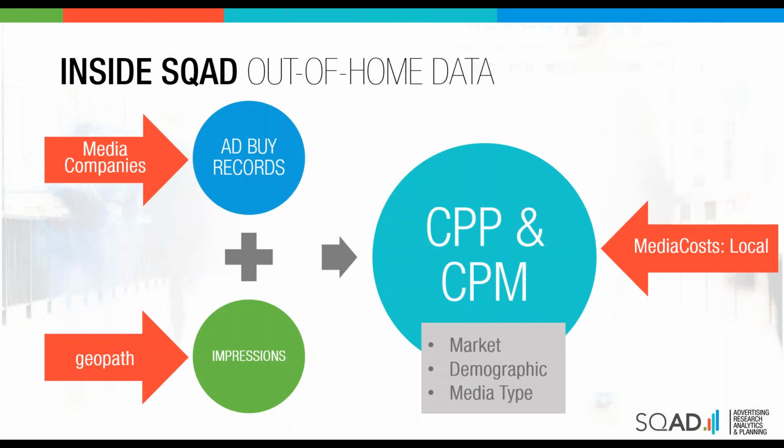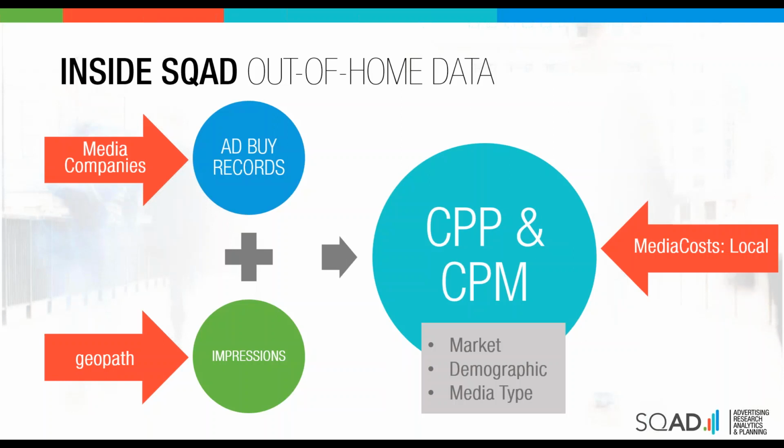So that gives us information related to each buy and its associated cost. They also provide information related to what the actual media is for the buy. Then we also get the actual audience or impressions information by panel from Geopath. Having those 2 pieces of information, we can merge them together, and that allows us to compute cost per point or cost per thousand for each buy. Now, we don't report it at each individual buy level, obviously. We accumulate that data and report cost per point, and then convert the cost per point to cost per thousand for each market, demographic, and media type.